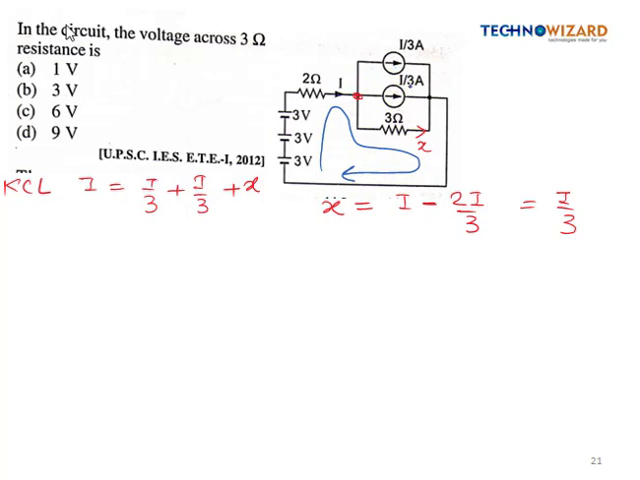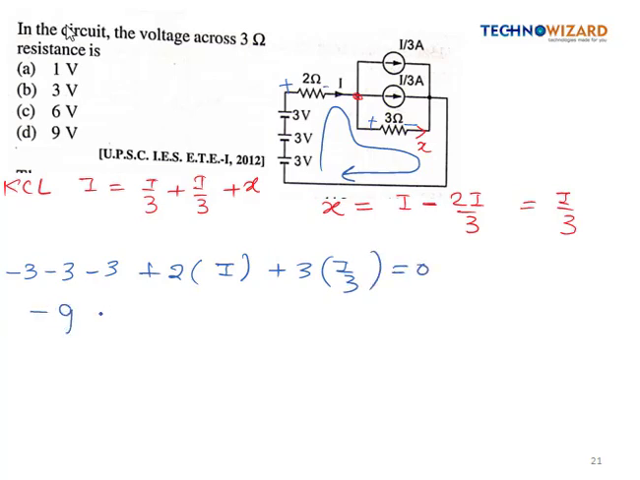So now I will be applying the KVL in this loop, right? Because we can't apply the KVL in the other loop because the voltage across the current source is unknown, right? So we will apply the KVL in this loop. So first polarity or the sign is negative, so it will be minus 3. Current is flowing like this, so this will be positive, this will be negative, similarly this will be plus, this will be minus. So plus 2 into current I, plus 3 into current through 3 ohm, which is I by 3, is equal to 0, so it will be minus 9 plus 2I plus 3I by 3 is equal to 0.